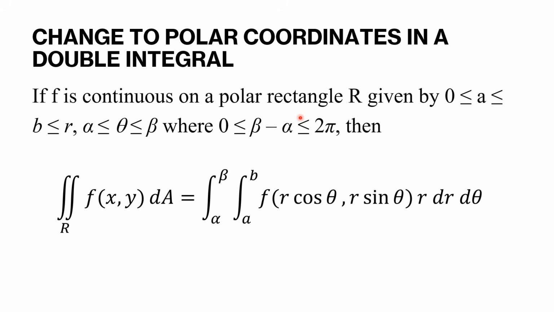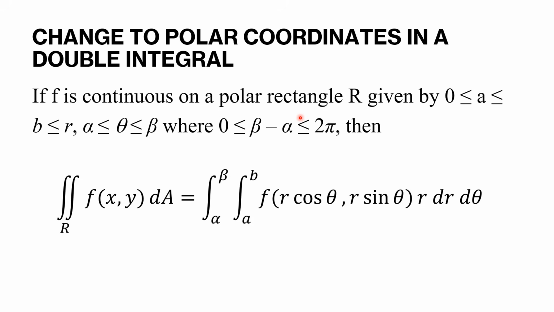So the change to polar coordinates in the double integral: if f is continuous on the polar rectangle R, given by a less than or equal to r less than or equal to b, with 0 less than or equal to a, and theta between alpha and beta, where beta minus alpha is between 0 and 2 pi, then the double integral over region R of f of x, y dA is equal to the double integral from alpha to beta, a to b, of f of r cosine theta, r sine theta, r dr d theta.